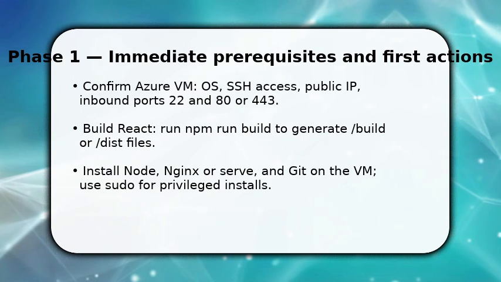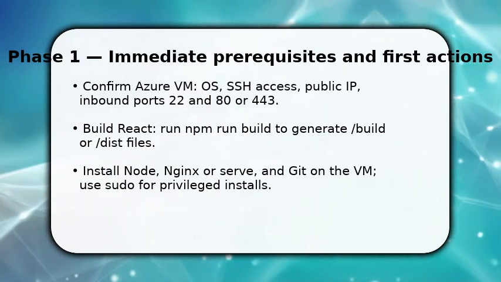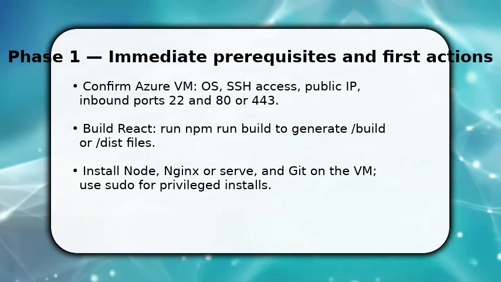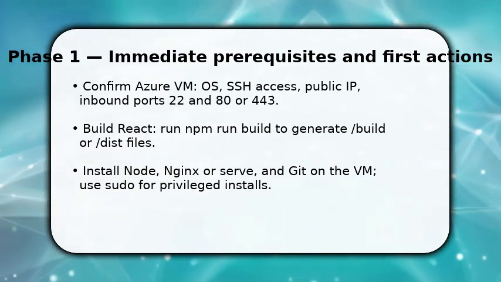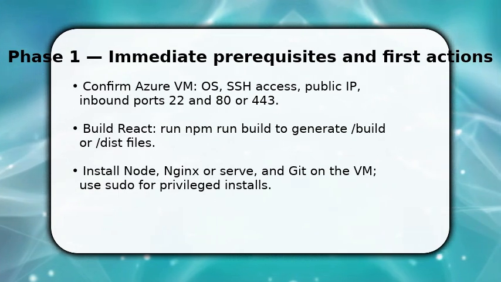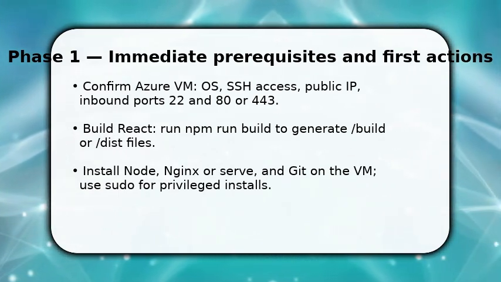Meanwhile, locally run npm run build to produce an optimized production bundle. Once the bundle exists, copy it to the VM with SCP or use git clone. This gets your static assets onto the server and begins the deployment flow.